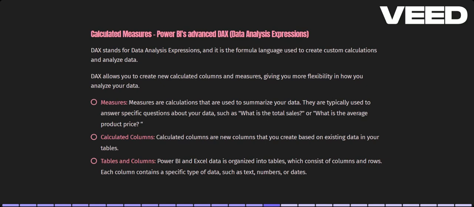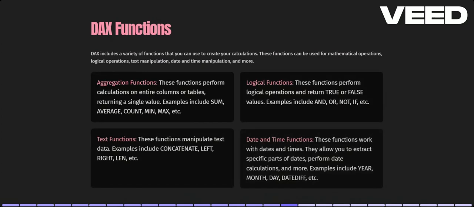To understand further, we should know what tables and columns are. Tables, as we know, are like Excel data, having rows and columns. Columns hold a specific type of data like text, numbers, and dates. Now, what are the DAX functions? DAX functions include different types of functions to create your calculations: mathematical expressions, logical expressions, text manipulation, date and time manipulation, and many more. Aggregate functions are performed on columns or tables and return a single value, such as sum, average, count, min, max, etc.